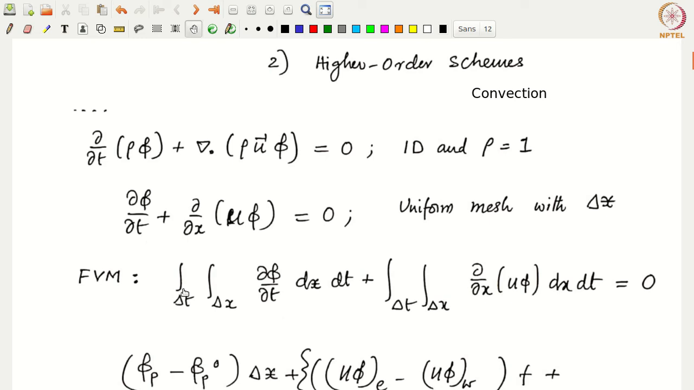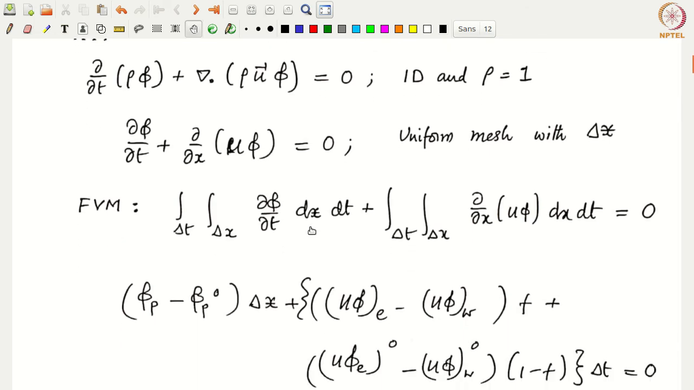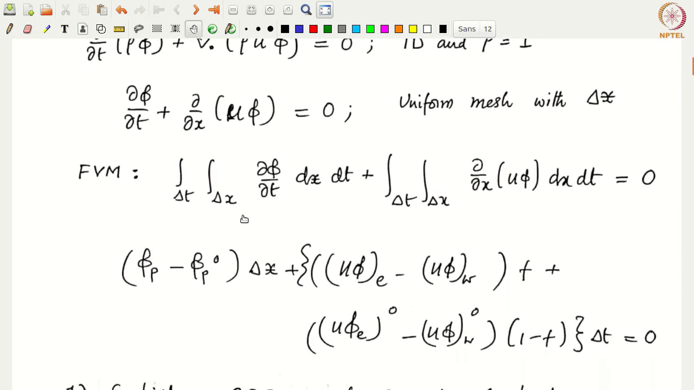So that would read integral over delta t, that is time going from t to t plus delta t, and integral over the volume. In this particular case, volume happens to be delta x, so this is integral delta t, integral delta x, partial t of phi, and then we have integration on dx dt, right, on the volume as well as on the time step, plus, and then the second term also we have integral delta t, integral delta x, partial x of u phi dx dt equal to 0. Okay. Now, of course, we know how to integrate these two quantities both on space and time.